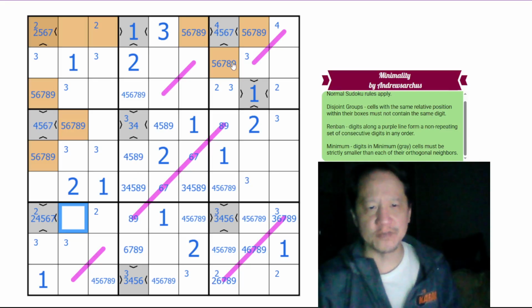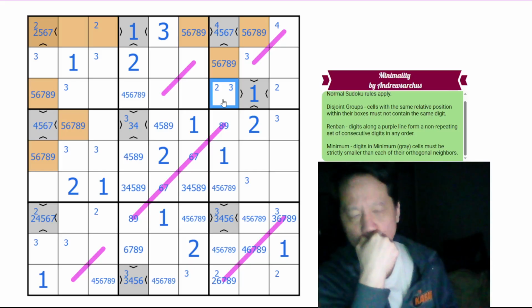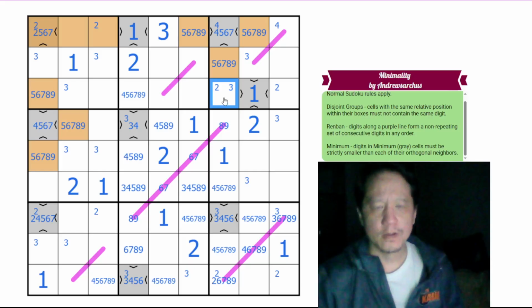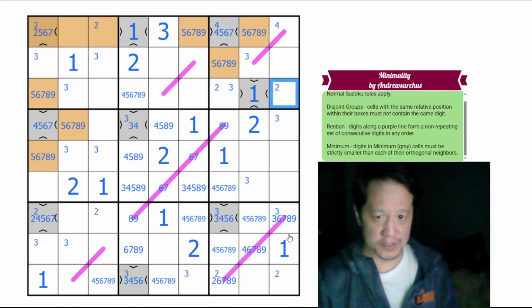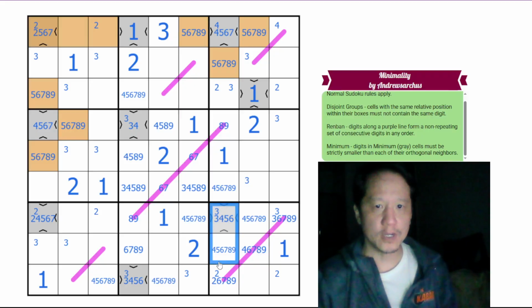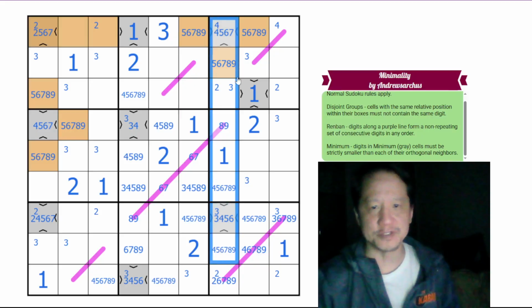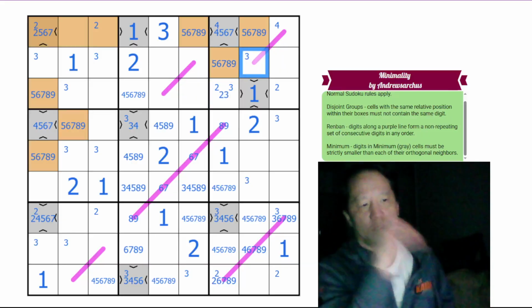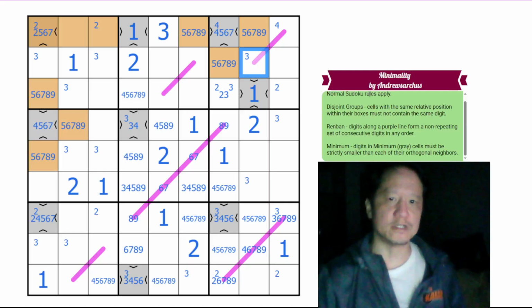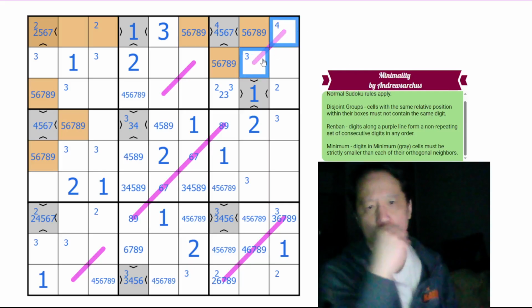So doesn't this have to be 2 or 3? If this is 2, obviously it's 2. If it's not 2, that means this is 2, which would force this to be 2, so it's 2, 3, 4. And there's no other place for 3 in column 7. Yeah, so this is 2 or 3. This one is kind of confusing here.